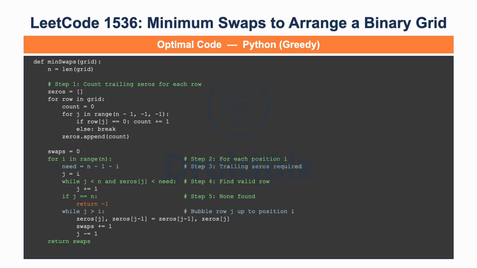on each iteration. We only swap the zeros values. We don't need to move the actual grid rows, just the trailing zero counts. Finally, after processing all n positions, we return the total swap count.